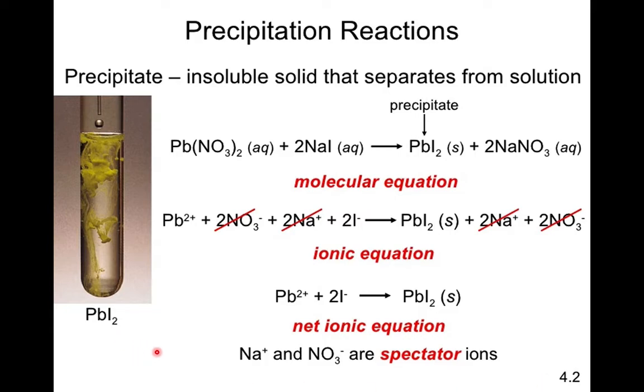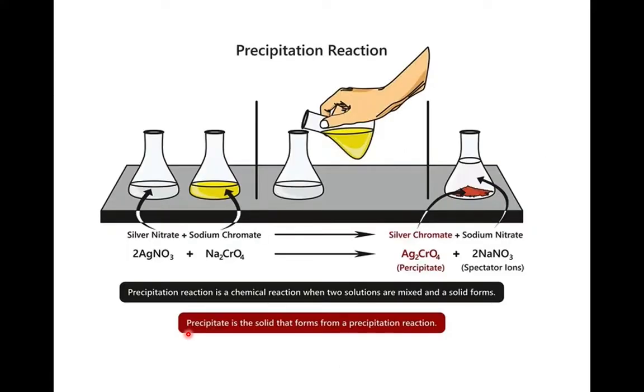If we wanted to get rid of those, we could decant off the supernate, wash the precipitate a few times with water, and eventually be left with pure lead 2 iodide.